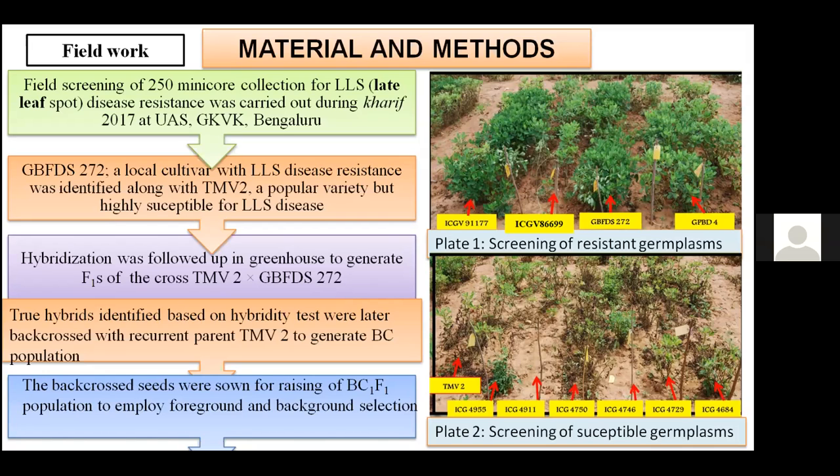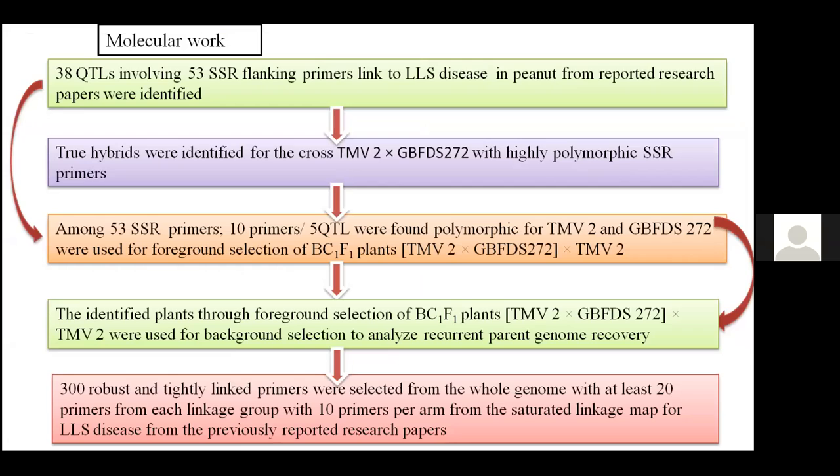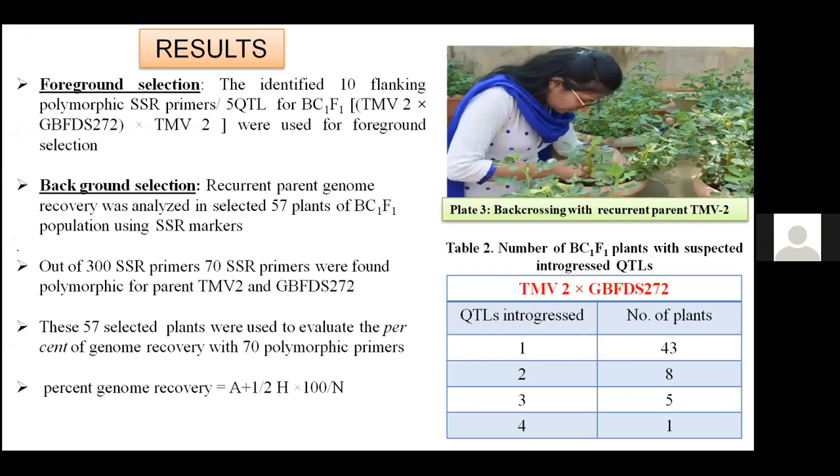In this BC1 population, we employed foreground and background selection. 38 QTLs conferring markers, 53 SSR markers, were used for the foreground selection. For foreground selection in the BC1 population, we identified 57 plants. Out of these plants, we used background selection to analyze the recurrent parent genome recovery. We used 300 robust, tightly linked markers from the saturated linkage map. And out of 256 plants, we found 57 plants carrying QTLs, from 1 to 4 QTLs.